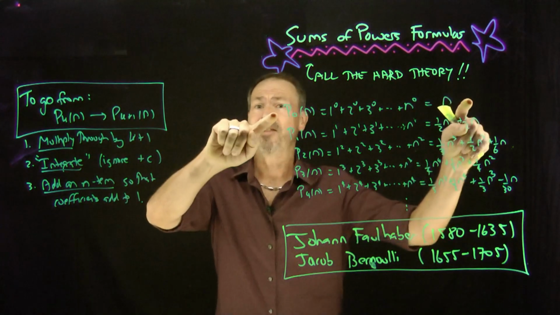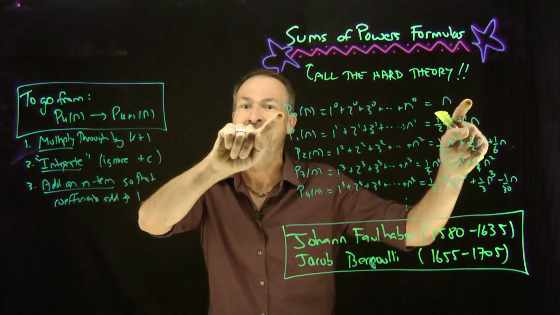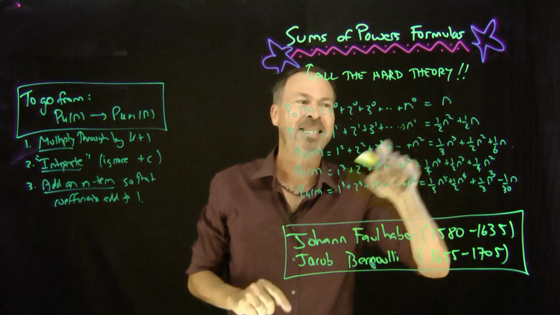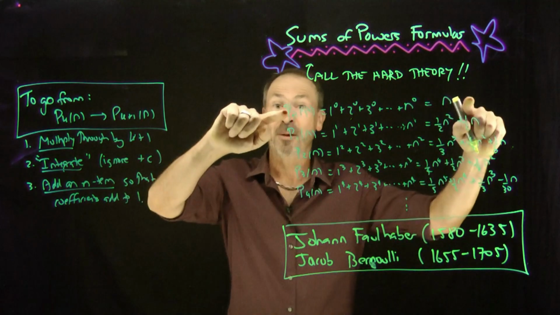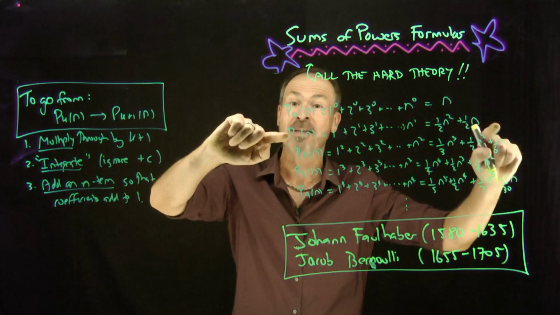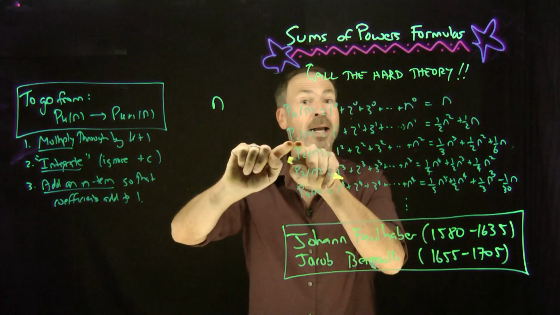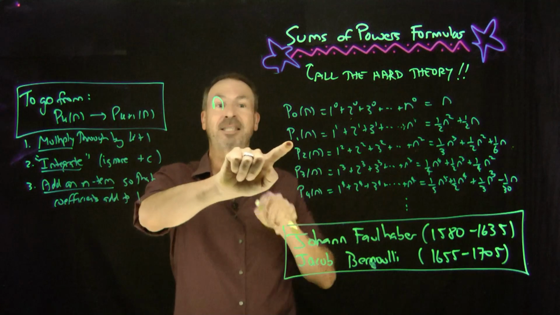Suppose you know one formula. In fact, I do know the sum of the first n zeroth powers: 1 plus 1 plus 1 plus 1, n times, adds up to n. So to go from the sum of the zeroth powers to the sum of the first powers, multiply what you've got so far, n, through by the next number you want, 1. 1 times n is still n.